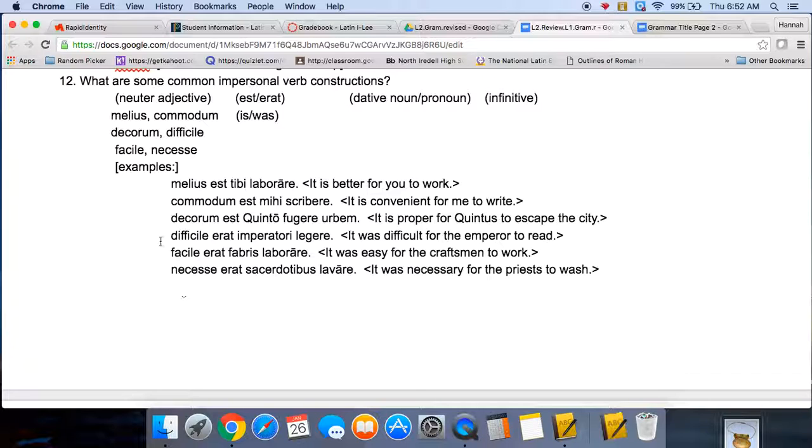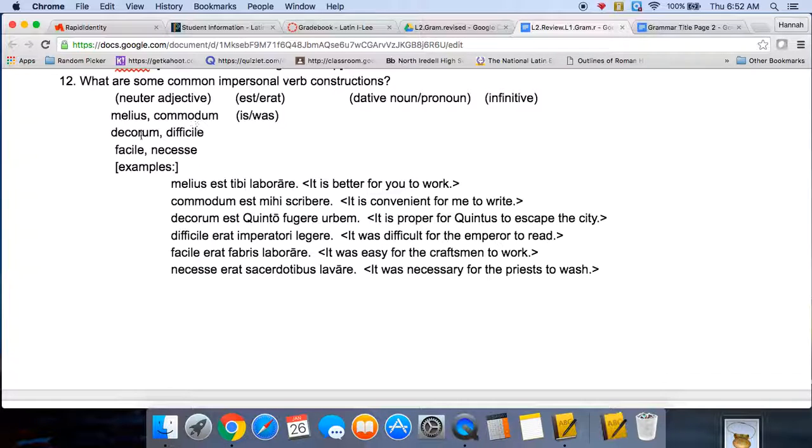I don't know if I have all these defined down at the bottom or not. For these impersonal constructions, you have to remember that impersonal means not a person. If it's not a person, that means you start with the word "it." So you could say it is or it was, depending on what your verb is, and then you will have the adjective coming next. So melius est would be it is better. If you had commodum est, it is convenient.